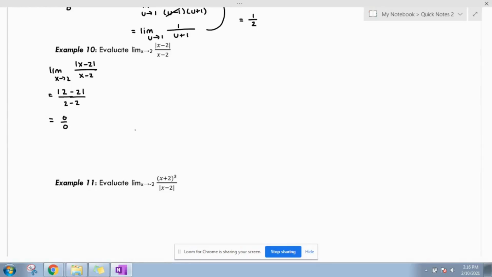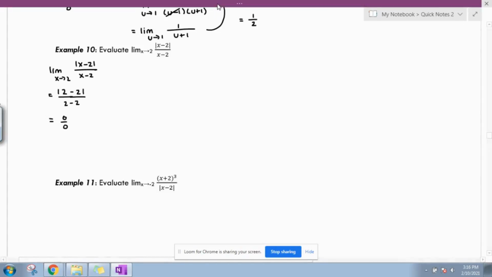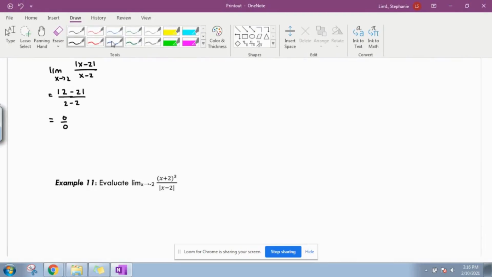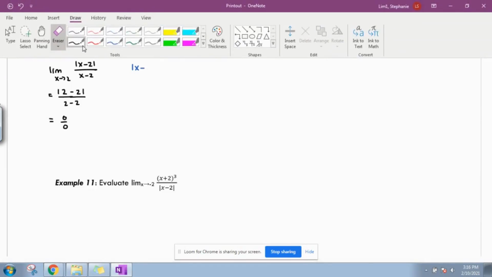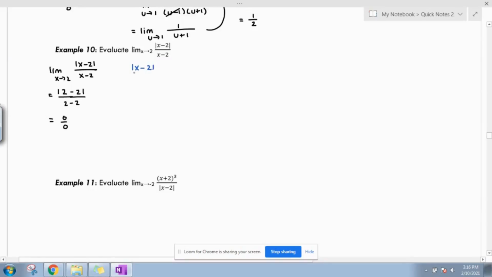So I need to break up absolute value of x minus 2 over x minus 2 into 2 pieces because of that absolute value there. So I'm going to do that first before I even look at the limit. So I'm going to do that in blue. So I've got the absolute value of x minus 2 over x minus 2.